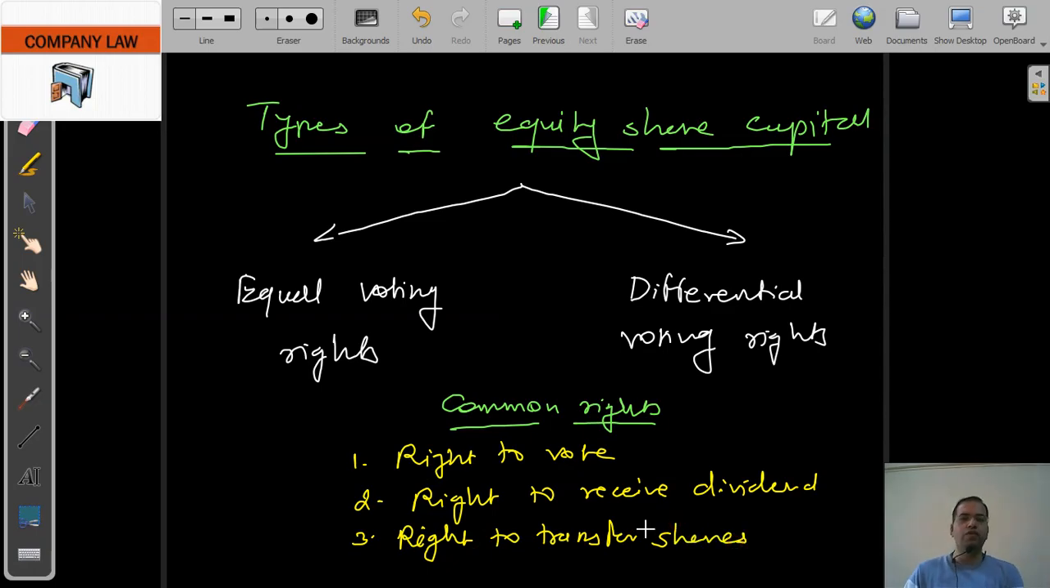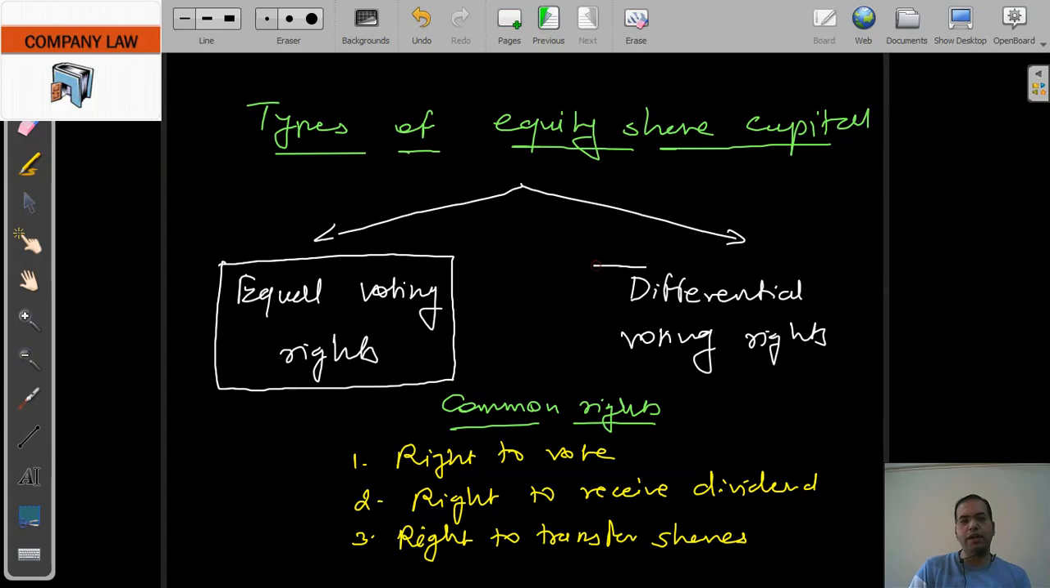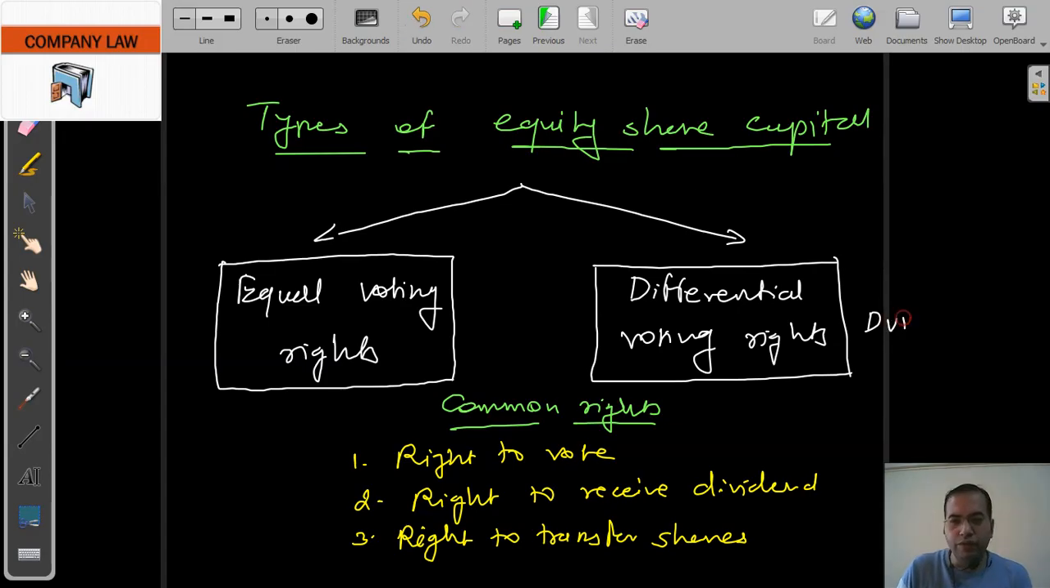Okay. So basically, there are two categories of equity shares: where shareholders get equal voting rights, and where shareholders may get differential voting rights. It depends upon the type of the equity shares. This is also called DVR, differential voting rights, in short form. Okay, so what is meant by that?